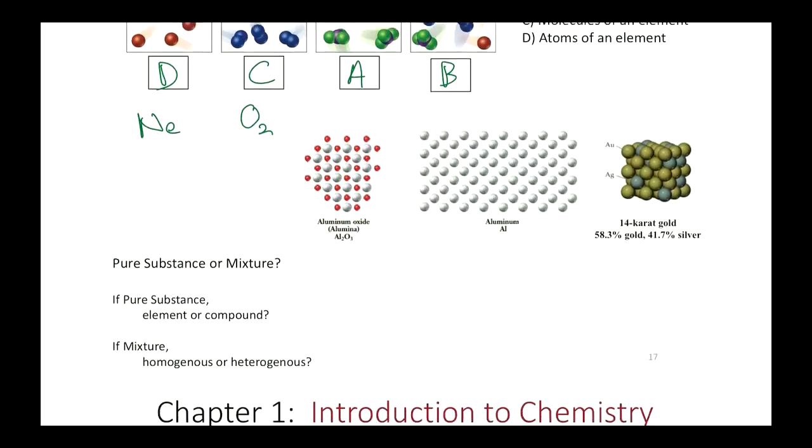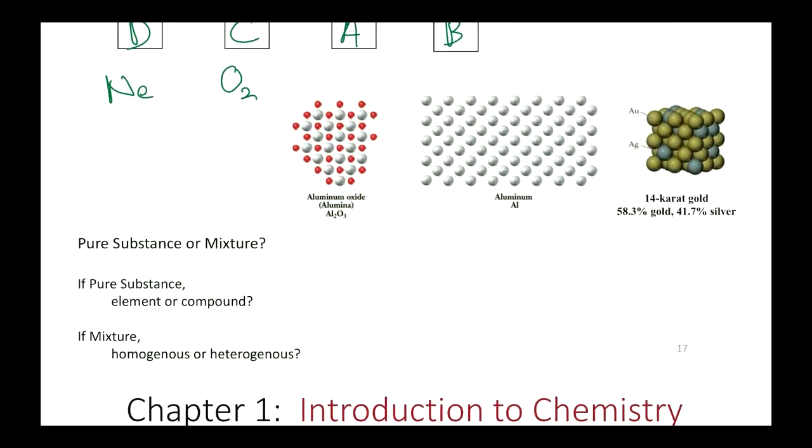All right, so let's look at these pictures and again do the same thing. Are these things a pure substance or a mixture? All right, and note the formulas and all the information I give you. Aluminum oxide, pure substance or mixture? Pure substance. How do we know? One formula, yes. Okay, so if it's a pure substance, is it an element or compound? Compound, yes. So we don't have to do the mixture one because it's not a mixture.